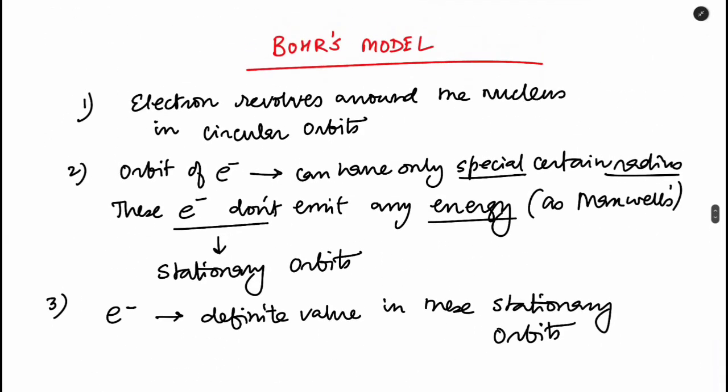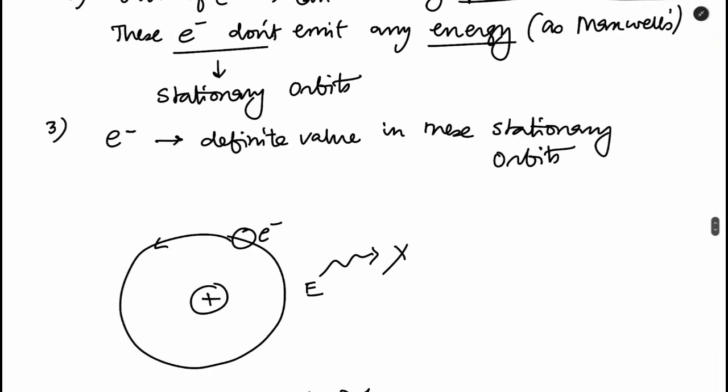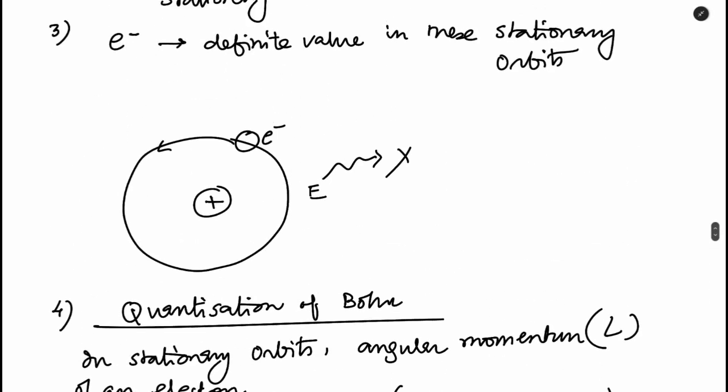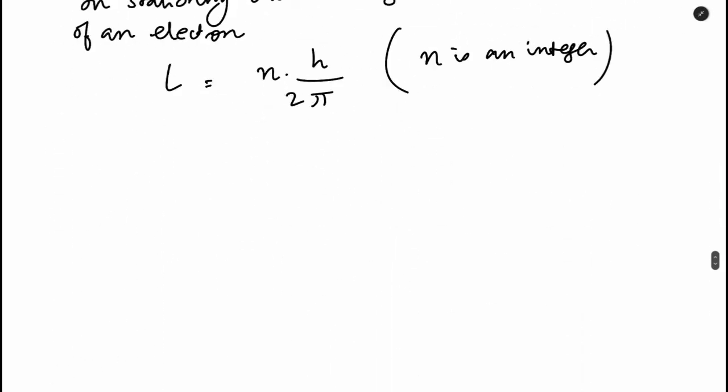Let's look at them once again. First postulate is if this is the nucleus, the electron revolves around the nucleus in circular orbits. Second, the orbit can have specific radius. Let's call this radius r, and these specific radii are called stationary orbits where the electron doesn't emit any energy. And fourth is quantization of angular momentum. So these were the four postulates of Bohr, and according to these postulates, Bohr explains the hydrogen atom.